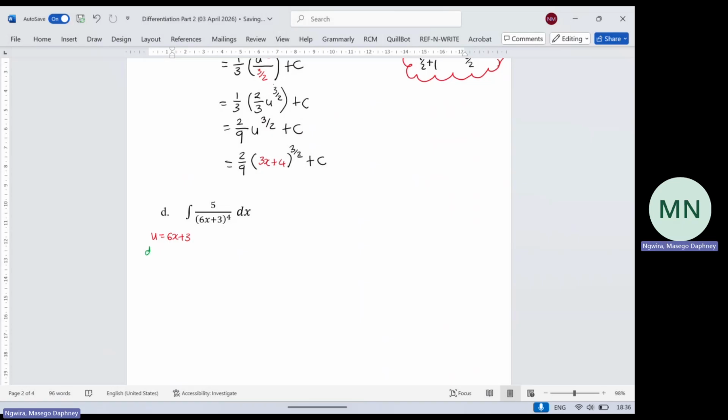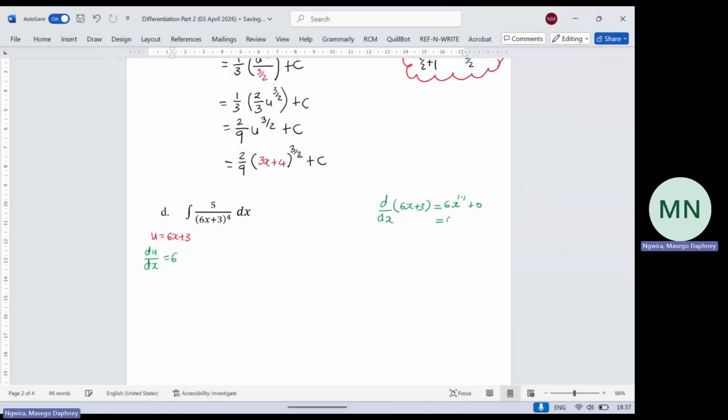deriving u. I'm going to say the derivative of u over dx is going to be equal to 6. Again, how did I get the derivative? Please remember that when we derive, I'm just going to write it on the side. So the derivative of 6x plus 3 with respect to x is going to be 6, then x to the power of 1 minus 1, then plus 0, if you remember.